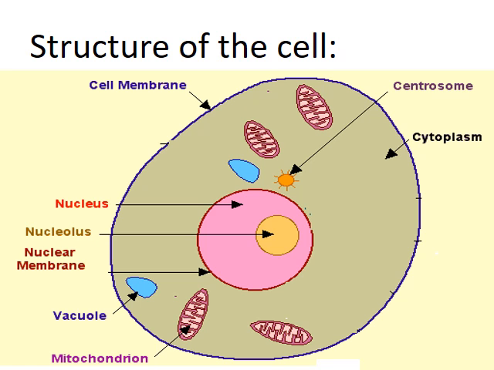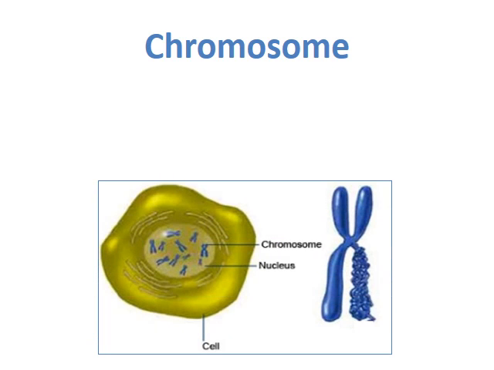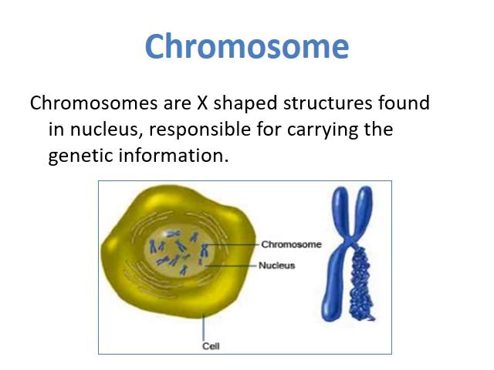This is the structure of the cell. We have the cell membrane, the centrosome, cytoplasm, nucleus, nucleolus, nuclear membrane, mitochondria, and the vacuole. What is the chromosome? Chromosomes are egg-shaped. They are found in the nucleus and they are responsible for carrying the genetic information.